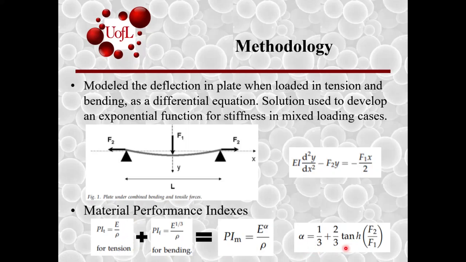When tangent goes to 0, we have no tension force. This alpha remains 1/3, and we have a pure bending condition. And the authors reason that it is known that when you have a ratio of double the tensile force to bending force, you can approximate this mixed load as a pure tension loading case.